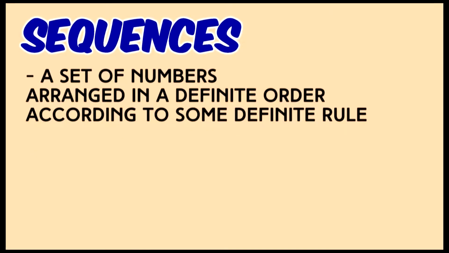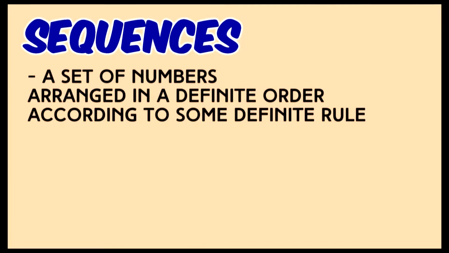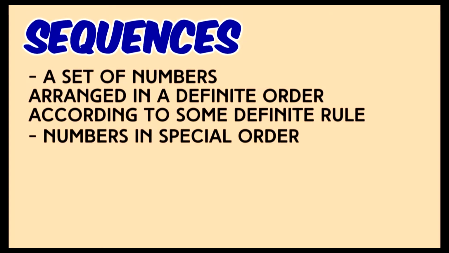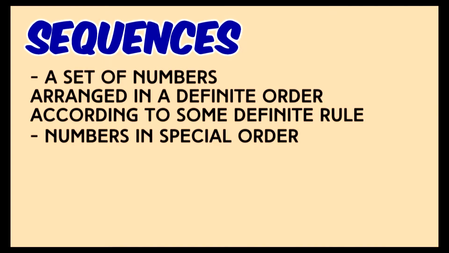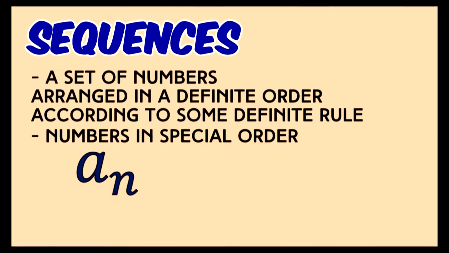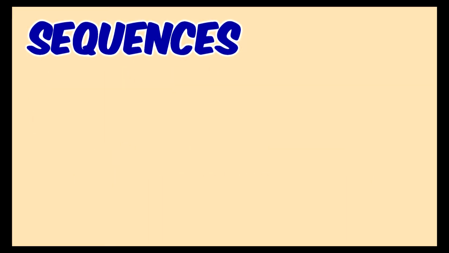Sequences are a set of numbers arranged in a definite order according to some definite rule. It is a list of numbers or objects in a special order. The term a sub n is called the general term or the nth term of the sequence. Here we have an example of a sequence.